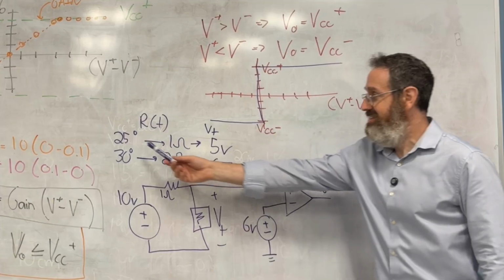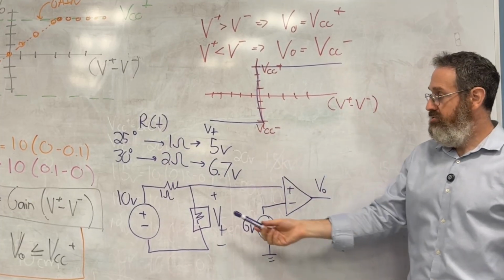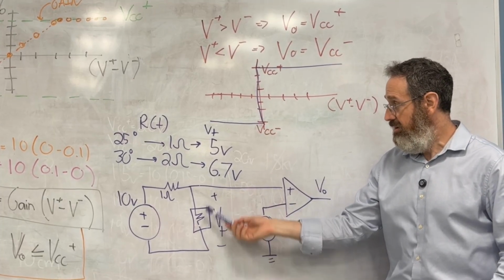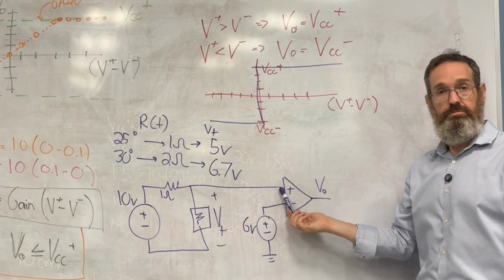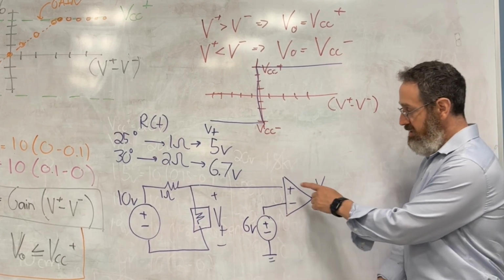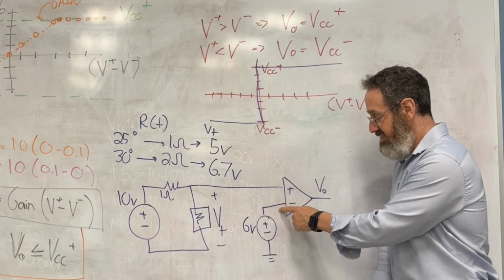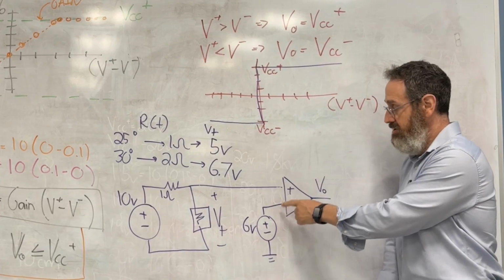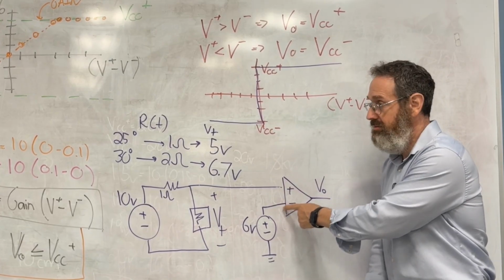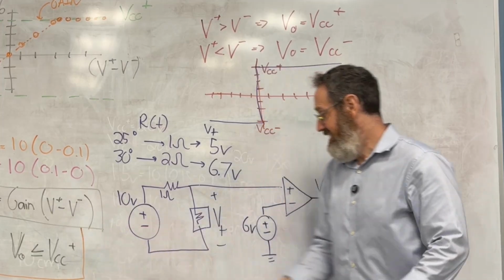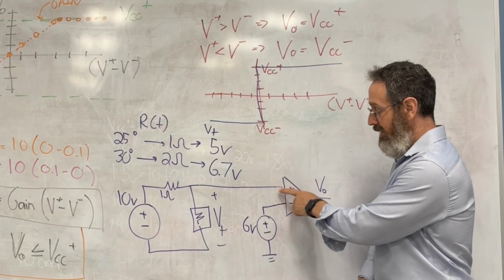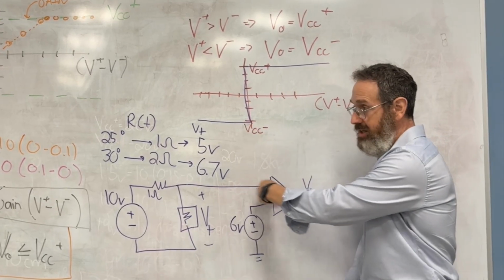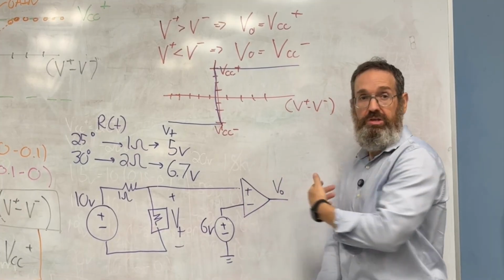I want to start with this example here. So this resistor was at 25 degrees, therefore it was at 1 ohm. Therefore this voltage here was at 5 volts. So that means I have 5 volts here, and I have 6 volts here. 5 volts is less than that. It's going to be 5 minus 6, negative 1. So negative 1 is the input. What is the output when the input is negative 1?